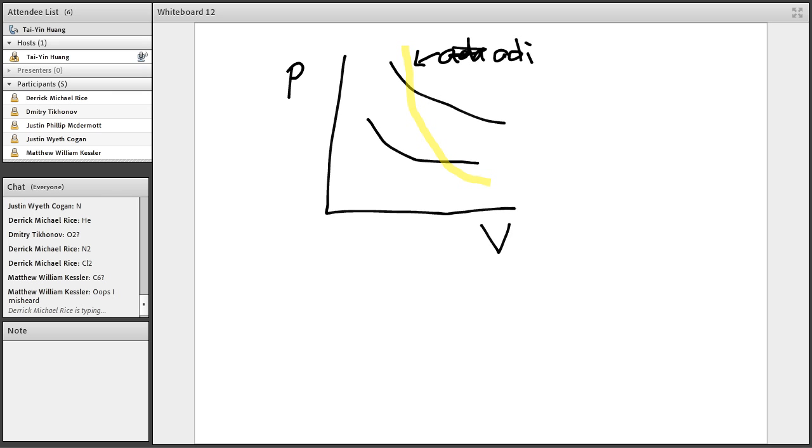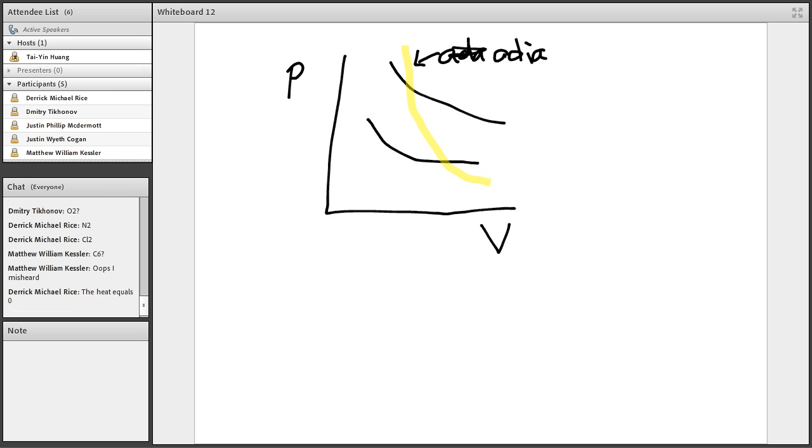Whenever you see the word adiabatic, what does that mean? The heat transfer is 0. There's no heat transfer. Heat does not have a value of difference. That makes sense. So the heat transfer is 0, which means that your Q, heat transfer, is 0.